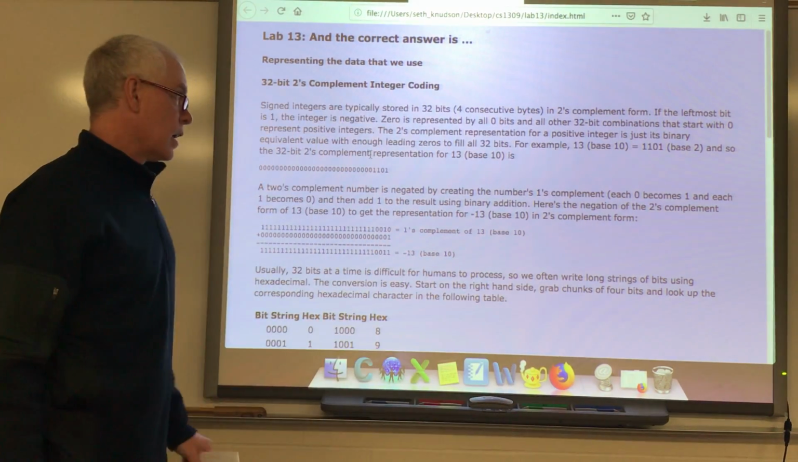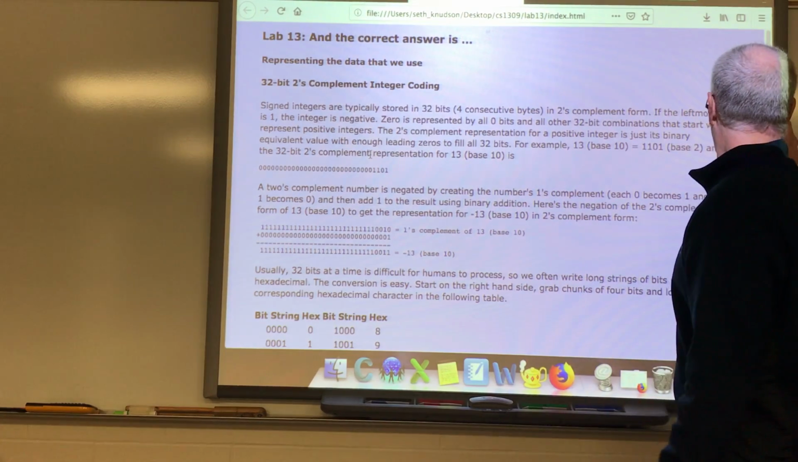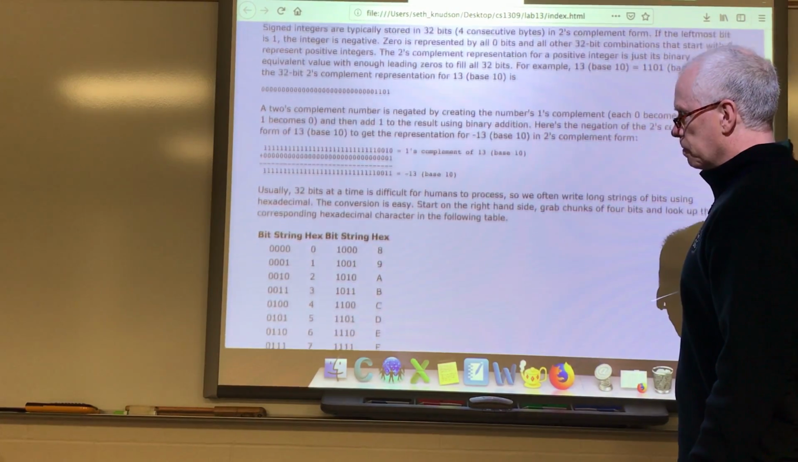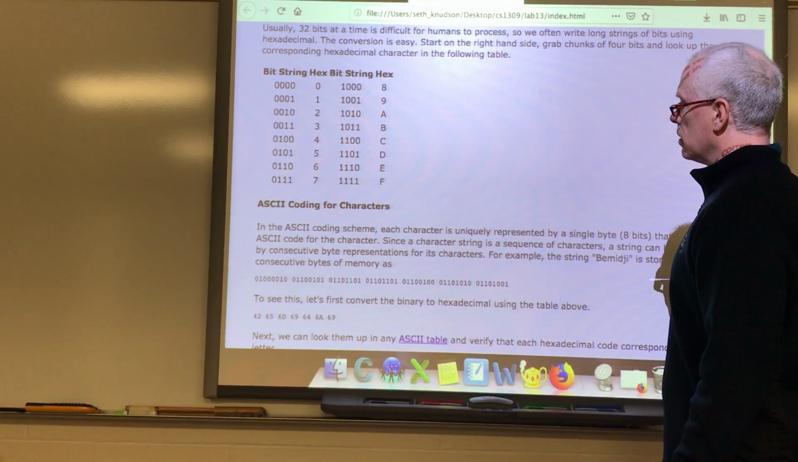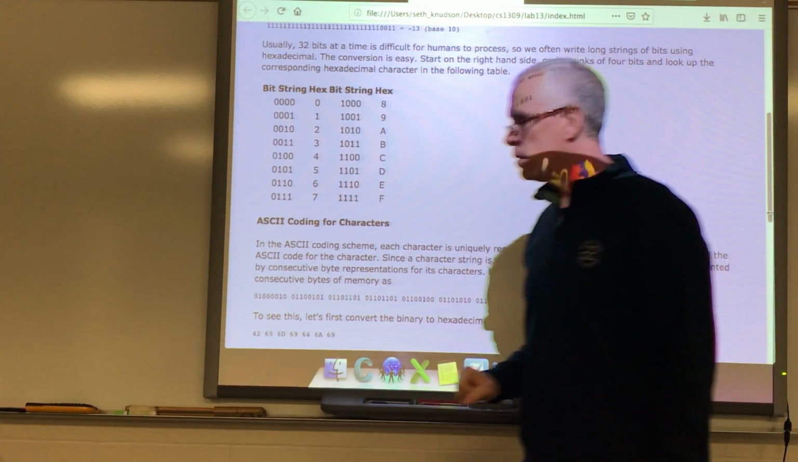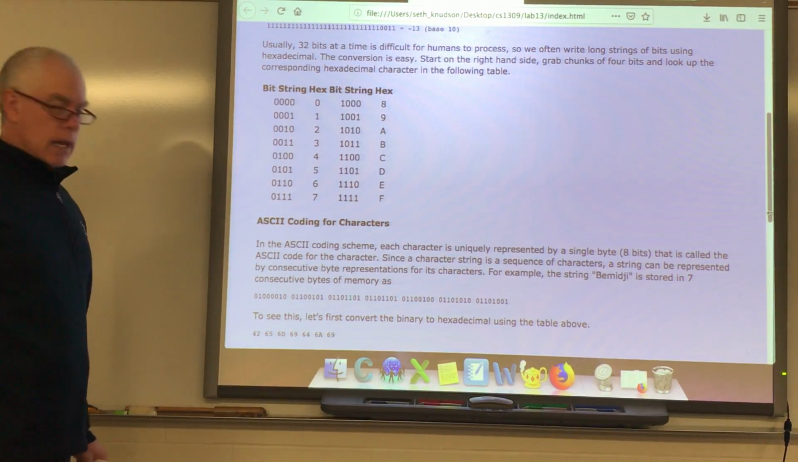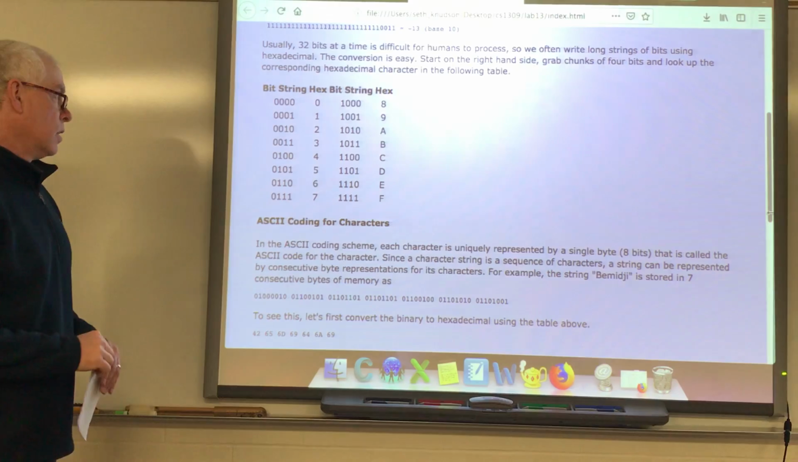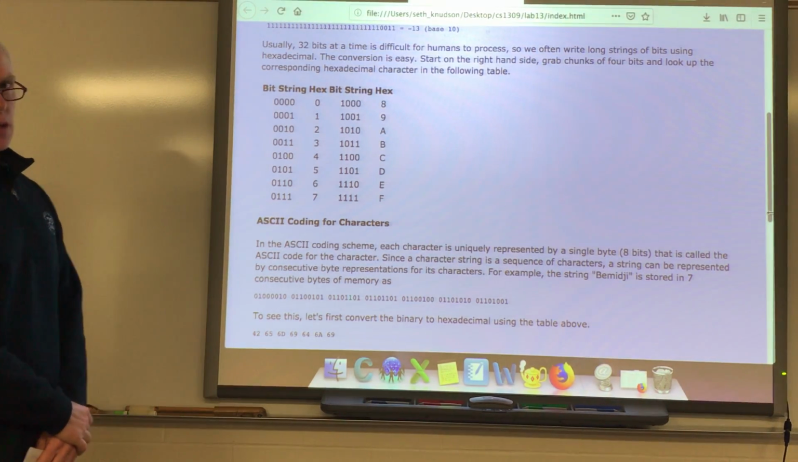Another thing that could be used here is we could be trying to send a message. We could be trying to convert this into characters. So what may happen is you might take this 32-bit string here and take it in chunks of 4 and look at the hexadecimal equivalents, and then look at an ASCII code and convert it.